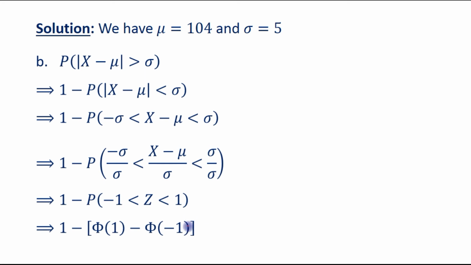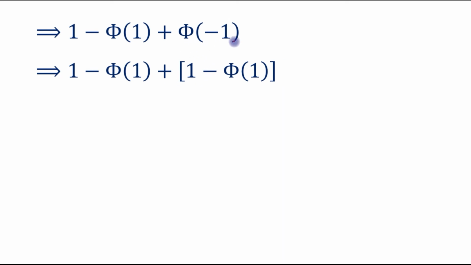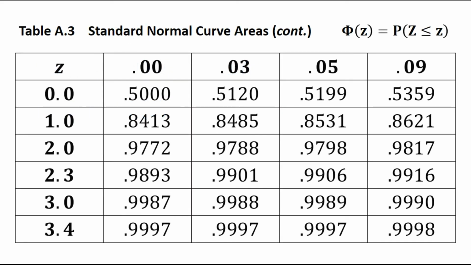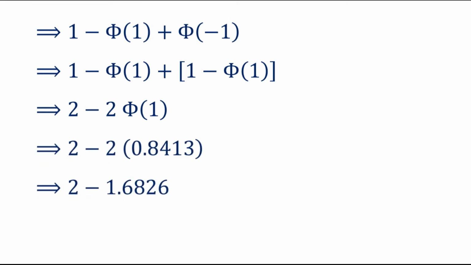And now this last step can be written in this way. Phi of minus 1 can be written as 1 minus phi 1. And now we will look at the table. So phi 1 is equal to 0.8413. And the final answer is 0.3174.